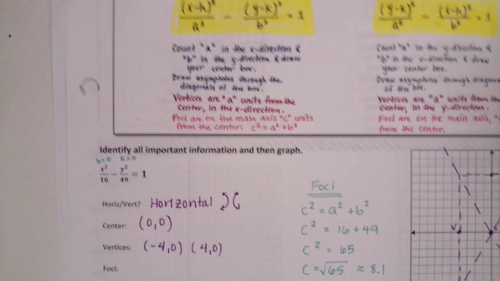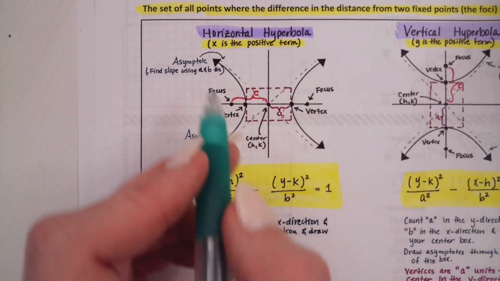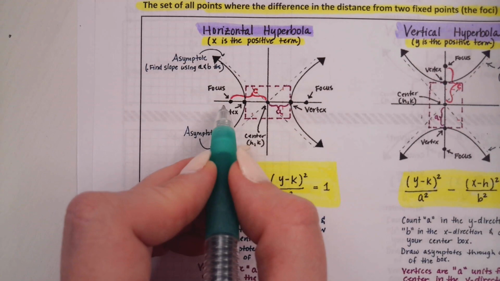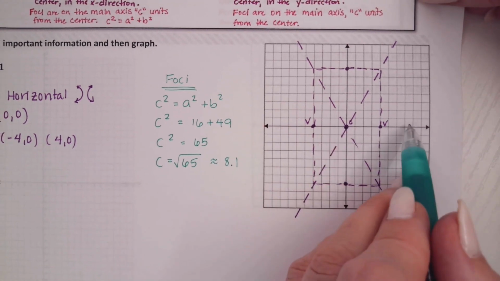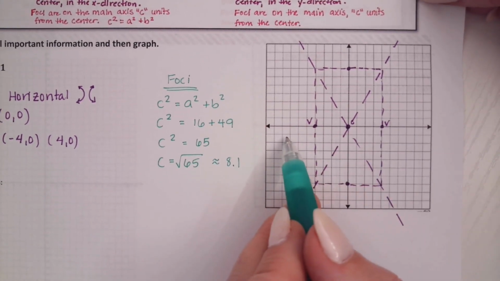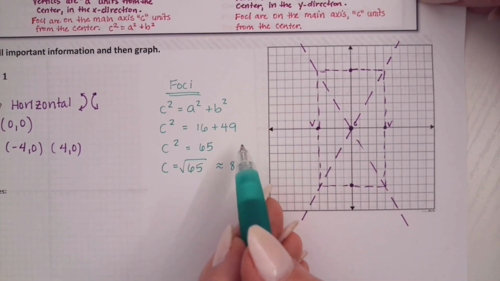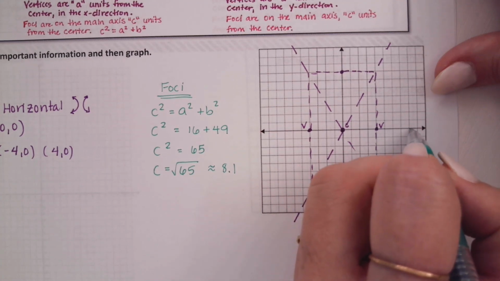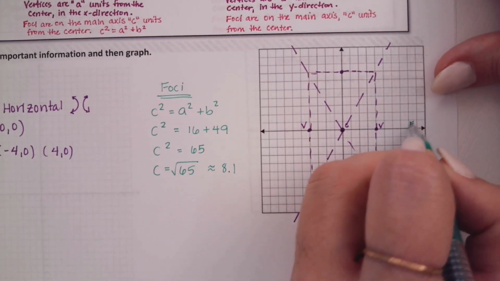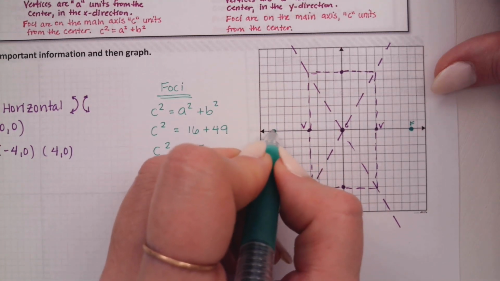Your two foci, again, are going to be inside the cup of the hyperbola. So if these are my two vertices, my foci should be a little bit further. So they're both going to be on this horizontal axis, c units from the center. So 8.1-ish right and 8.1-ish left from the center. 1, 2, 3, 4, 5, 6, 7, 8.1. 1, 2, 3, 4, 5, 6, 7, 8.1.